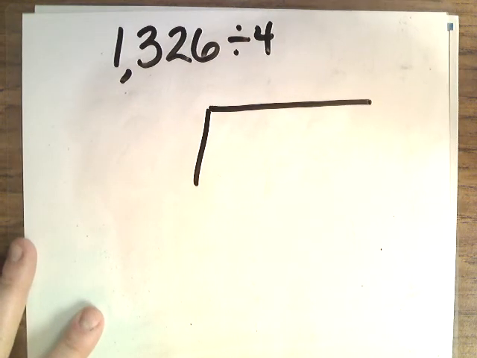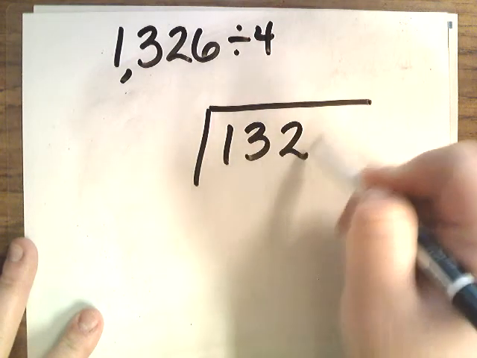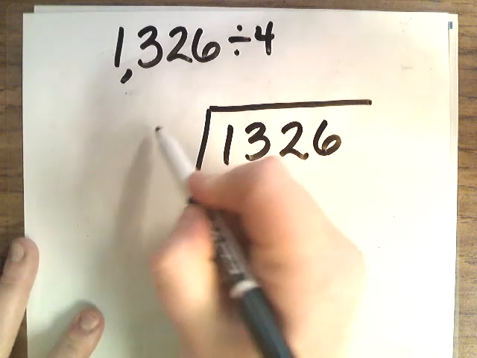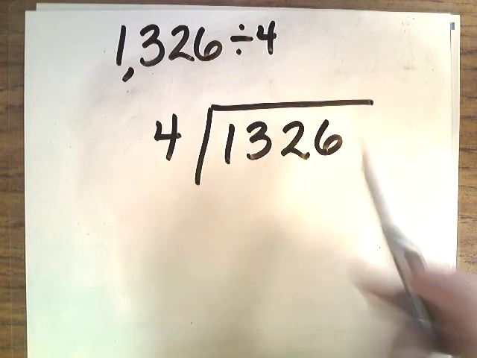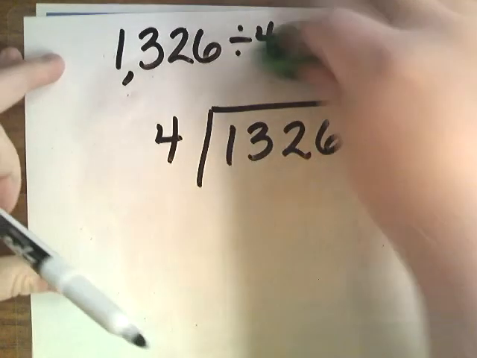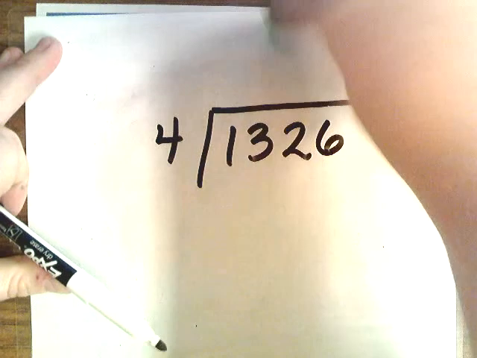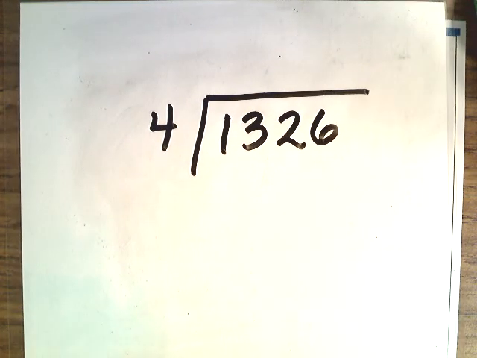And we're going to put our dividend, which is our biggest number, 1,326, inside the cage, and our 4 outside the cage. Much better. Now that big giant number's contained in there, okay? I'm going to erase this because I'm going to run out of room if I don't. So now that we've rewritten this problem to help us, we're going to solve it.